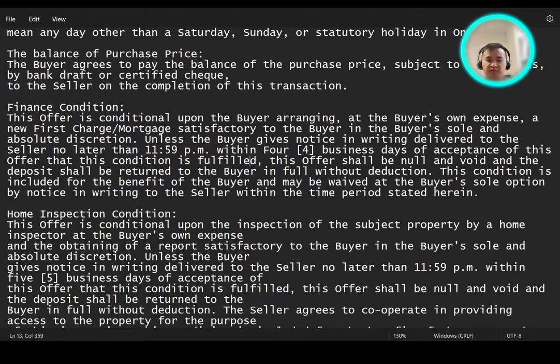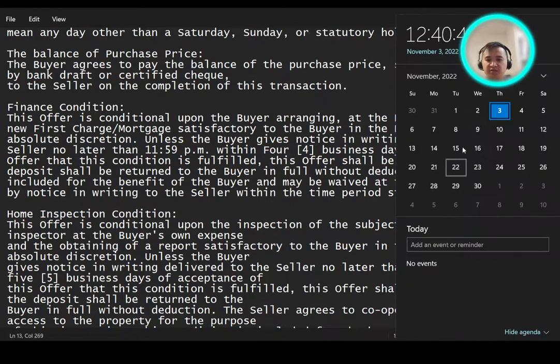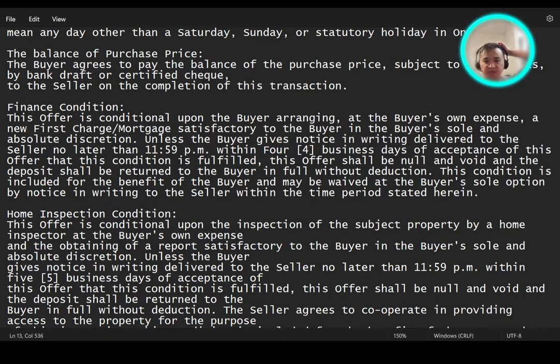This condition is included for the benefit of the buyer and may be waived at the buyer's sole option by notice in writing to the seller within the time period stated herein. So what that means is, let's say you put in an offer on Monday and then 4 business days, right? So that's going to be 1, 2, 3, 4. So by Friday midnight, you're going to have to tell the seller, this is the NOF, notice of fulfillment, that you got financing.